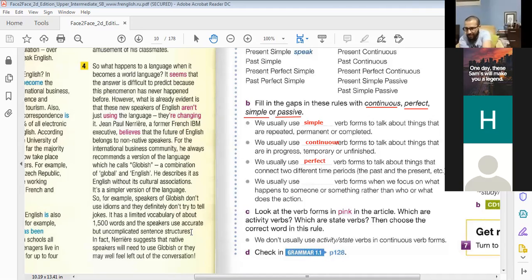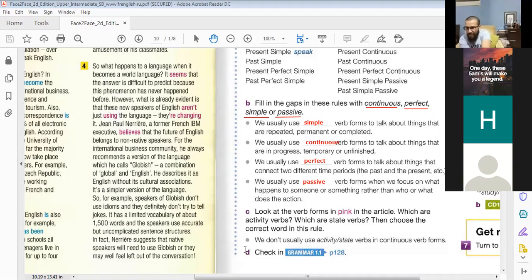What about the next one? Passive. Yeah. We're not focusing so much on the agent, but we're focusing on the action or what happens.